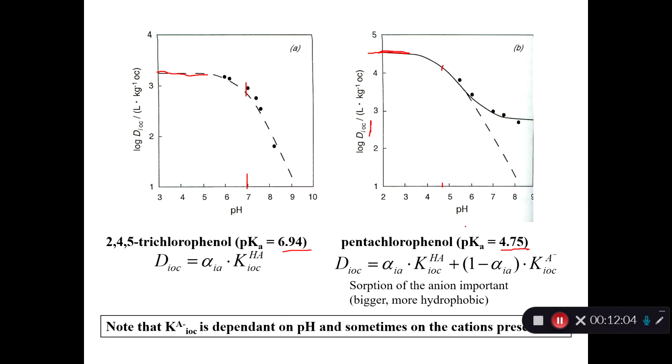But the difference is that pentachlorophenol has 5 chlorines, versus trichlorophenol. So pentachlorophenol, even the anion of pentachlorophenol, is still a big hydrophobic molecule. And so even the anion has measurable absorption to organic carbon. So this levels off at some fairly high value of the distribution coefficient, because pentachlorophenol is just so hydrophobic that even when it's negatively charged, it still has some affinity for the natural organic matter.